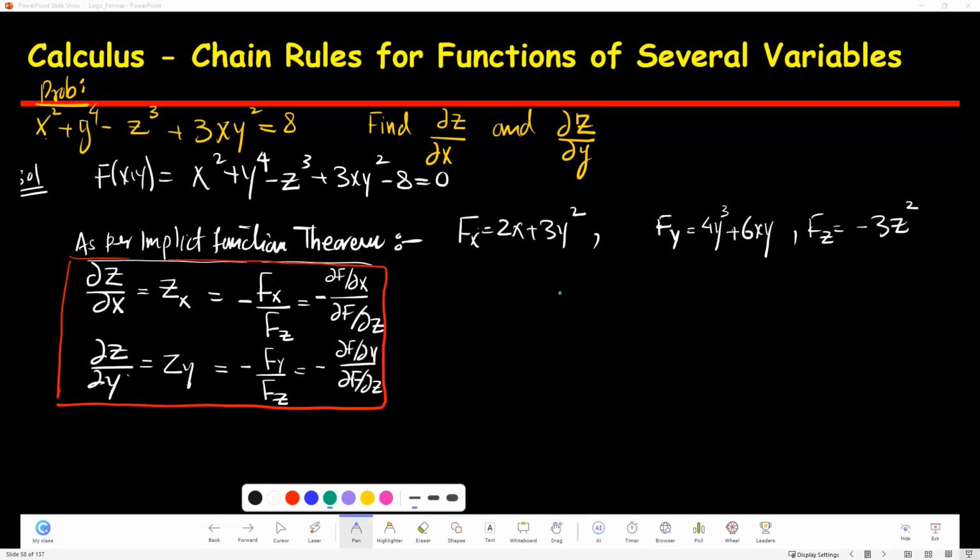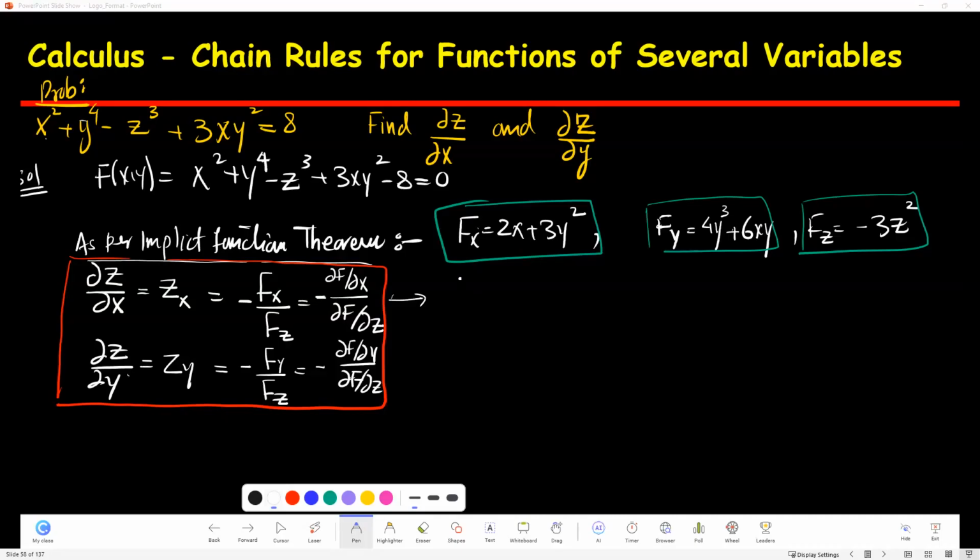So really I have three cases here. I'm going to take them one by one and substitute into my formula. In this case, fx is given here, so it's going to be minus fx, which is 2x plus 3y squared, divided by fz, which is minus 3z squared. This minus cancels out, and the answer will be 2x plus 3y squared over 3z squared.